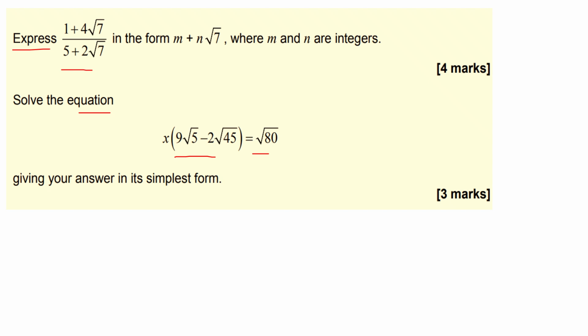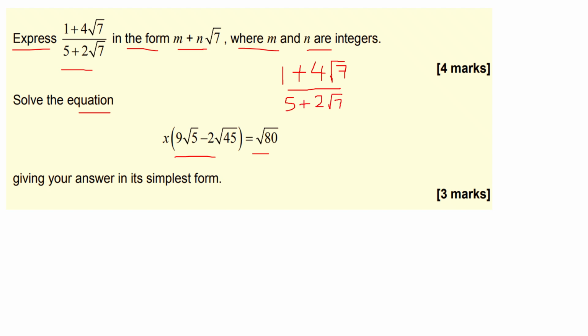Express 1 plus 4 root 7 all over 5 plus 2 root 7 in the form m plus n root 7, where m and n are integers. So we're going to rationalize our denominator. We're going to multiply top and bottom of this fraction by 1, but I'm going to rewrite 1 in a very specific case, and you'll see why in a second.